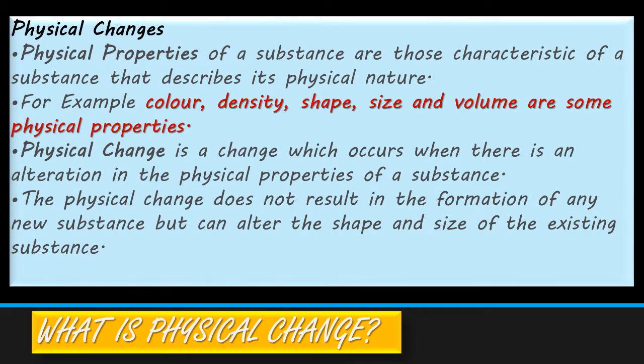Physical properties of a substance are those characteristics of a substance that describe its physical nature. For example, the color, density, shape, size and volume are some of the physical properties. So any change in these physical properties leads to a physical change. A physical change is a change which occurs when there is an alteration in the physical properties of a substance. A physical change does not result in the formation of any new substance but can alter the shape and the size of the existing substance.